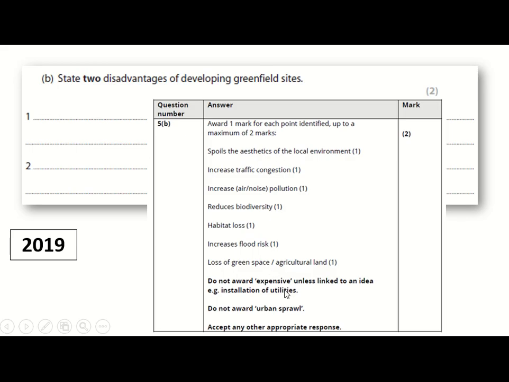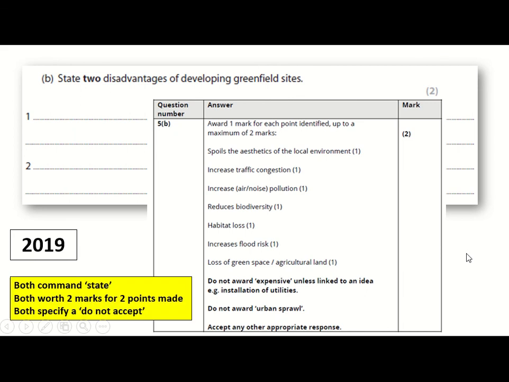But it also has a do not award, so don't say it's expensive, because you've got to be a bit clearer, because actually it can be a bit cheaper to develop greenfield sites. Do not award urban sprawl, because that's irrelevant. It's not irrelevant, it's just a bit too vague. And accept any other appropriate response, but you've got plenty there.